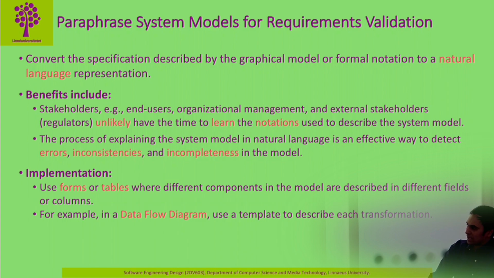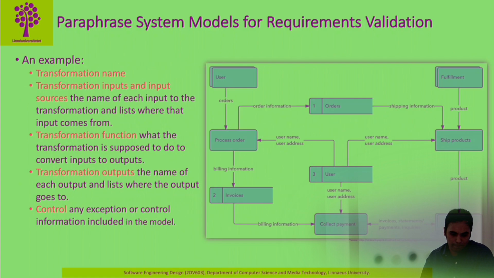You can simply use tables or forms describing different components in the model. For example, for the data flow diagram, you can use a template for each transformation. I will show an example here. For this data flow diagram, this is an online delivery system. It takes orders from the user, it processes the order, and it shows how different data are flowing among the different activities and processes.